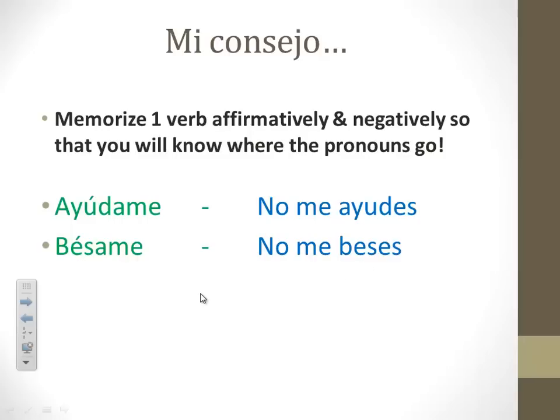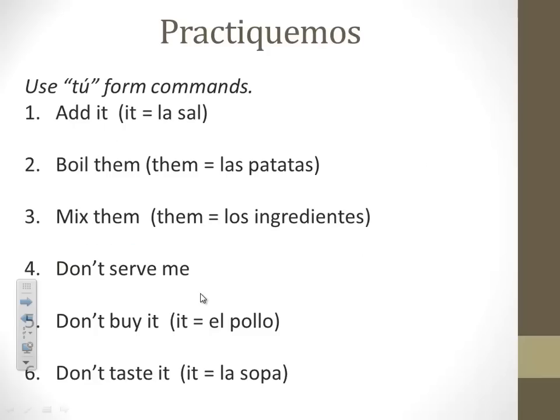Okay, now, I want you to go to section 4 on your note guide, and let's do some practice. Notice in the directions, I want you to use all tú form commands. If you don't remember how to form your tú form commands, get out your green paper where we took notes on commands and look under the tú form column. Okay, tell me how to say add it. The it I'm talking about is la sal. Number 2, tell me how to say boil them. Them that I'm talking about is las patatas. Number 3, mix them. Them that I'm talking about is los ingredientes.